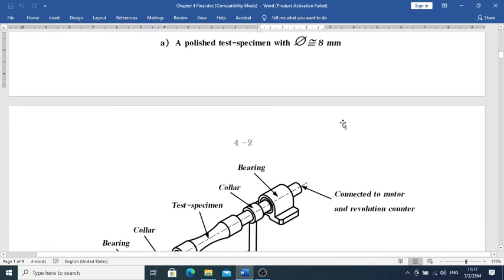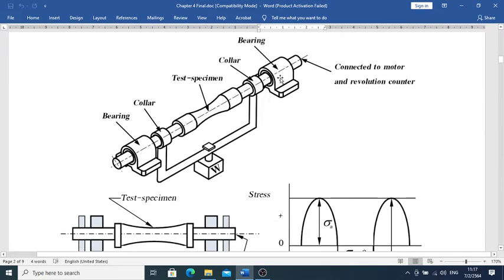Then we put it on the fatigue testing machine. We have a bearing, and we put the test specimen all the way in there. We have a collar there, and we put a weight on it so the collar won't move. The axis of the shaft is loaded all the way, and the bearing stands still. The collar stands still, and the shaft is allowed to rotate along its own axis.